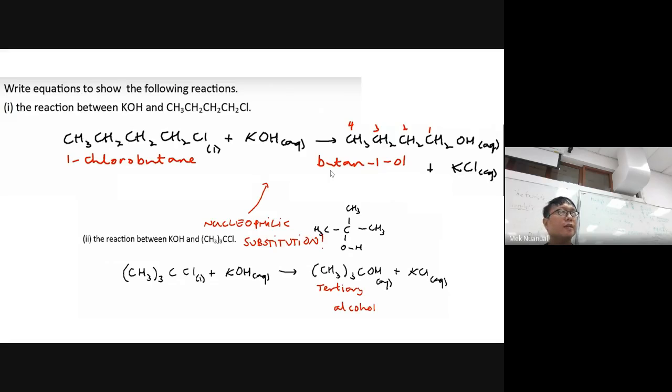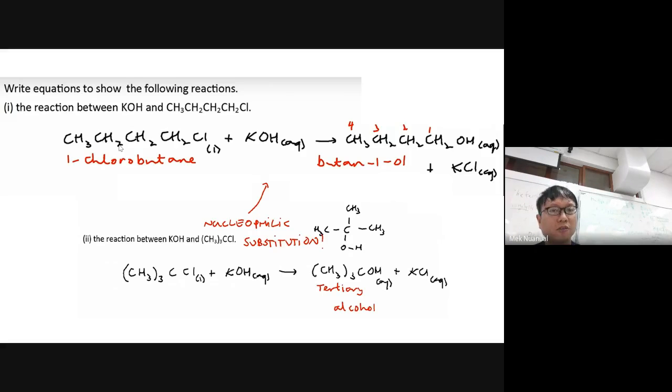Correct. That's right. It's primary. Okay, primary alcohol. And they will ask you not only is the product a primary alcohol, but the original halogenoalkane was a primary halogenoalkane. Understood? So you need to be able to say either one for the reactant or the product.